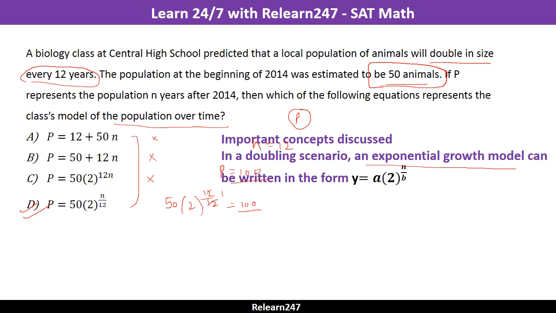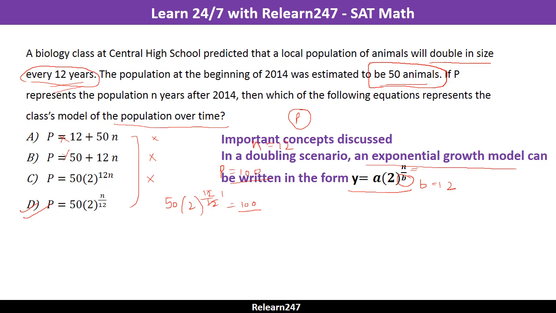So option A and option B are directly cancelled out, and the function can be written in the form y equals A into 2 raised to the power n by b. So what is n here? n is the number of years after which we have to find the population, and b is the number of years after which the population size gets doubled. For example, in our question it is given that after every 12 years the population is getting doubled. So we'll just substitute b equal to 12 in this equation.